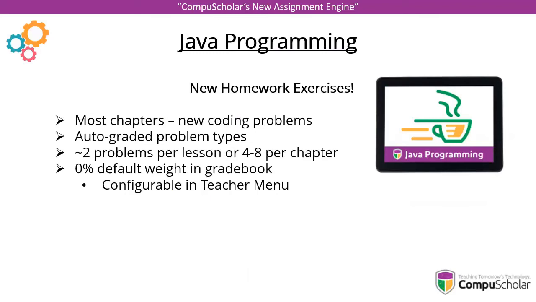These are predominantly those coding problem types, so they're auto-graded. And we aimed for about, on average, 2 problems per lesson or 4 to 8 problems per chapter. So that will vary a little bit depending on the lessons. Now these problems are saved and graded, and so there is a grade in the gradebook. However, by default, there is no weight assigned to those grades in the gradebook.